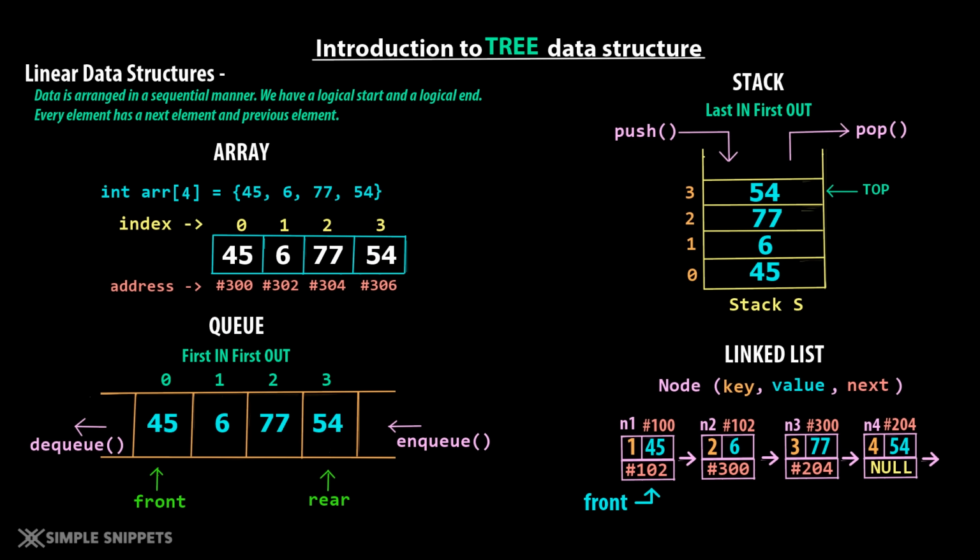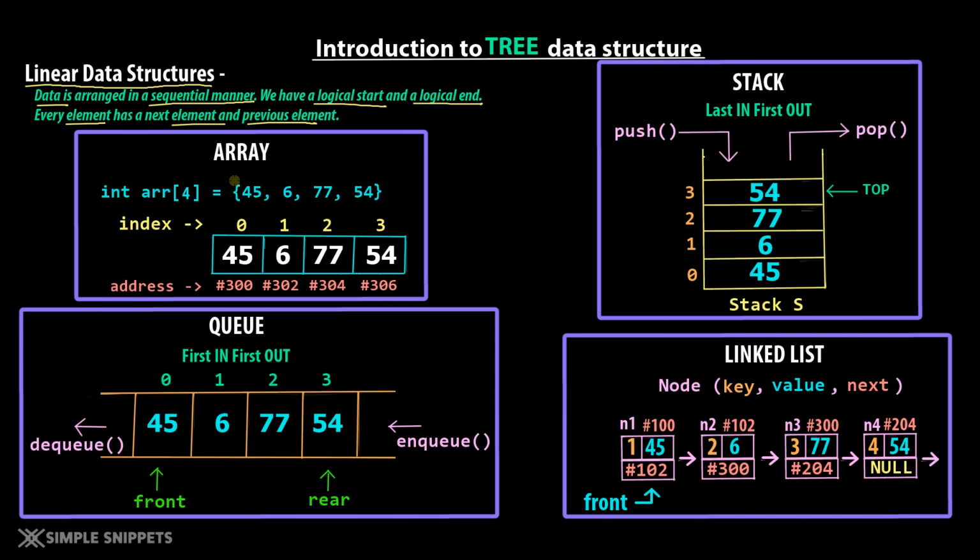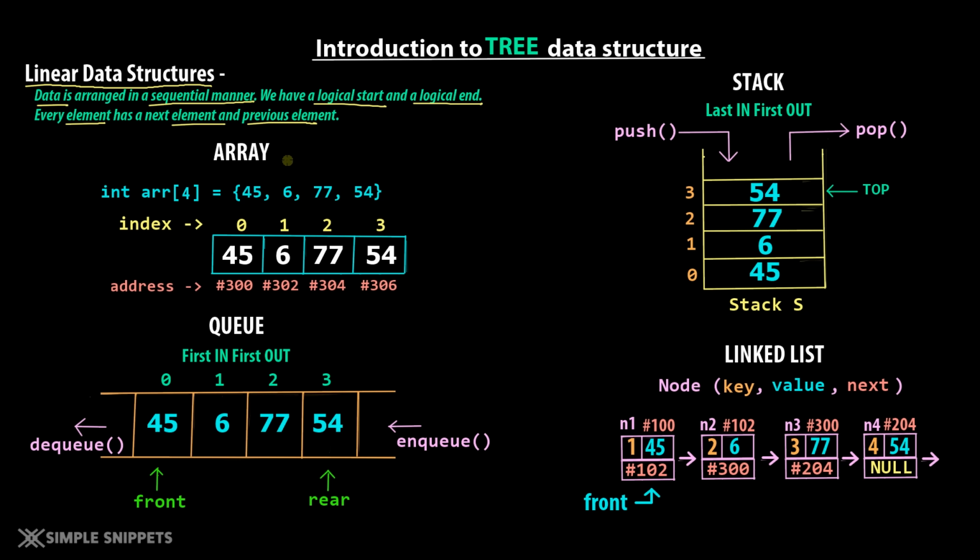So now that you've understood what is a data structure, which you already had, but this was just a recap. So far in this entire tutorial course, as I mentioned, we've covered quite a lot of linear data structures. To give you a basic explanation of what is linear and non-linear, in a linear data structure, data is arranged in a sequential manner. So we have a logical start, we have a logical end, and every element has a next element and a previous element. If you see on the screen, I have denoted the four basic linear data structures which we already covered: arrays, stack, queue and linked list.